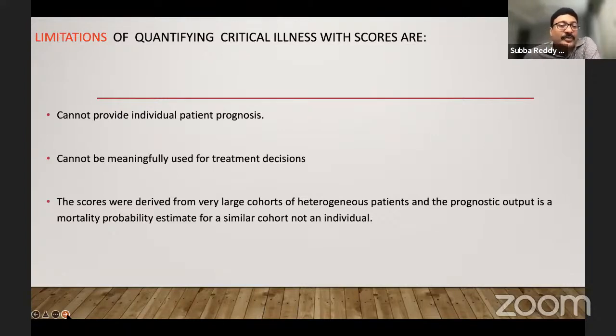They cannot provide individual patient prognosis, and they cannot be meaningfully used for treatment decisions. The scores were derived from very large cohorts of heterogeneous patients, and the prognostic output is a mortality probability estimate for a similar cohort, but not for an individual.